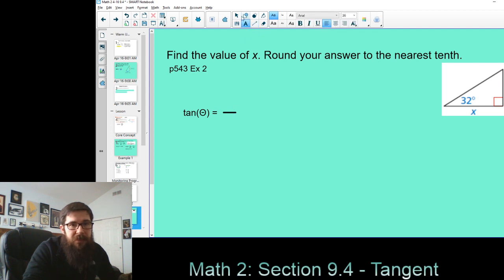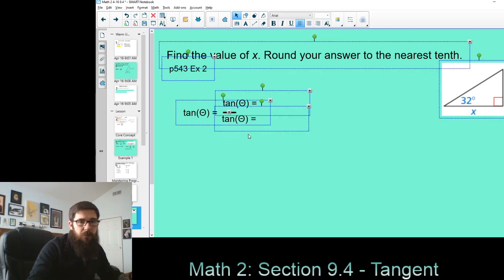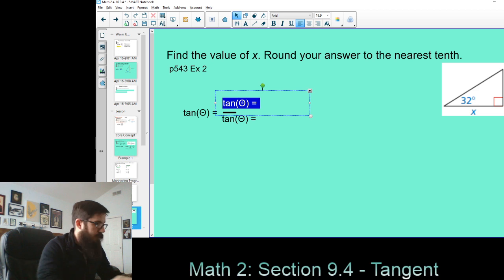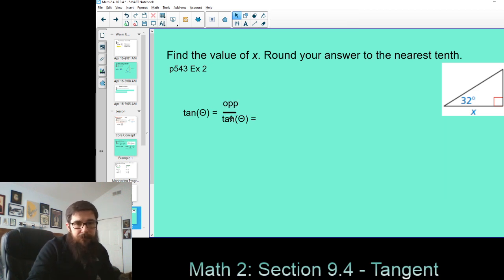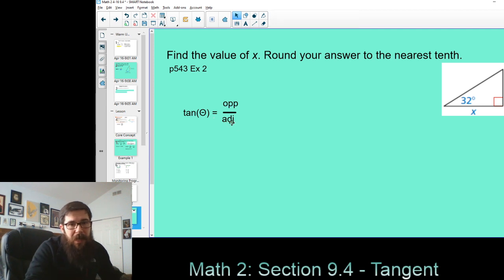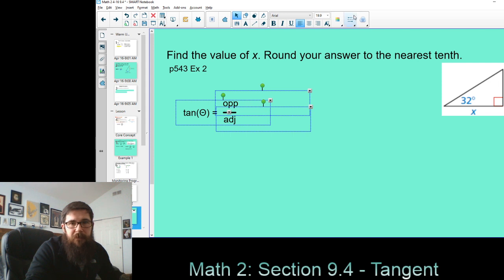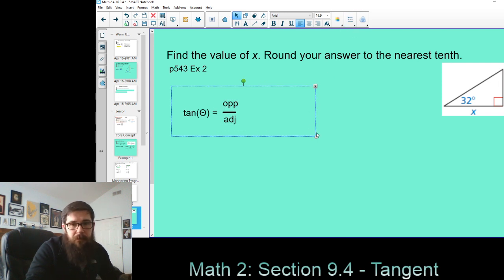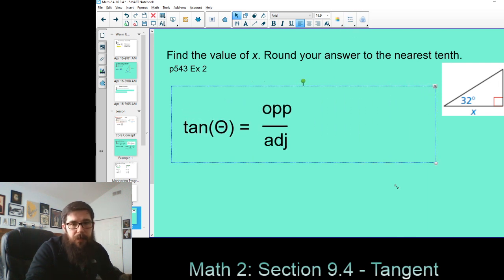My tangent in this case is still always going to be my opposite side over my adjacent side. I'm going to set this up, but it's going to be a little bit different now in terms of figuring some of these things out. Let's make this a little bigger. There we go.